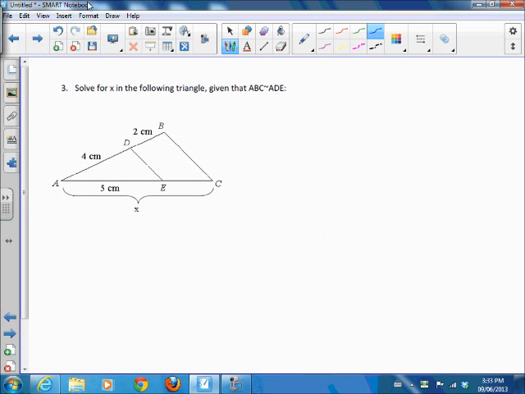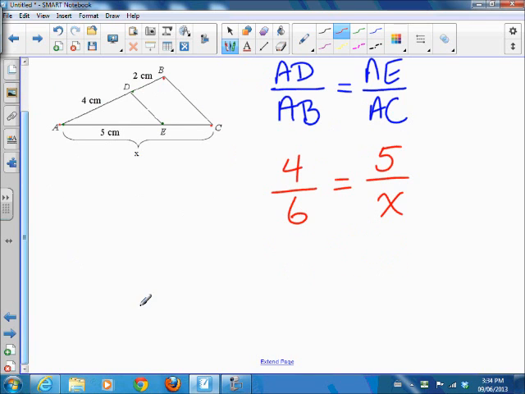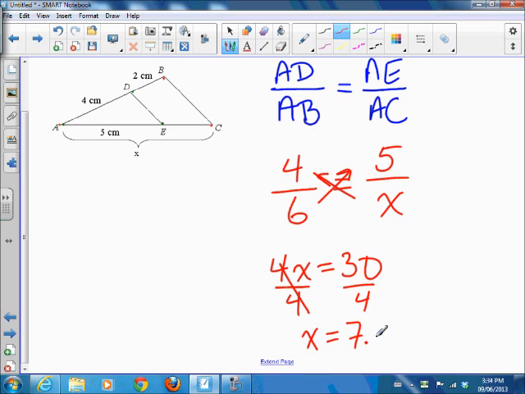To solve for x in this triangle, now we don't have any angles or anything, but we do have this very important statement: these two triangles are similar. ABC is similar to ADE. So what that means is that we can set up ratios: AD over AB is equal to AE over AC. Now we just need to fill in. AD is 4, AB is 4 and 2, 6, AE is 5, and AC is x. We solve for x by cross multiplying. So 4x is 30, divide both sides by 4, and we get x is 30 divided by 4, 7.5 centimeters. So that was using similar triangles.